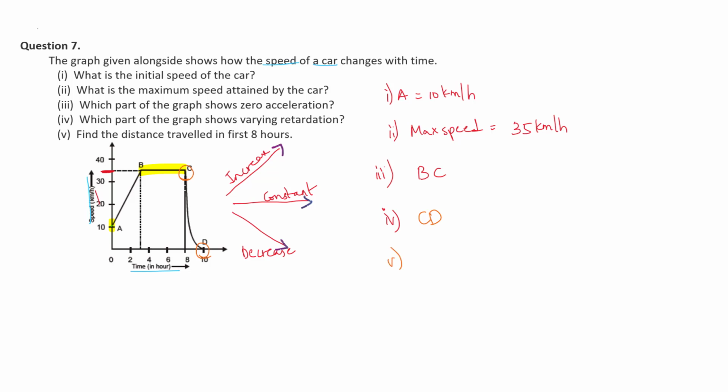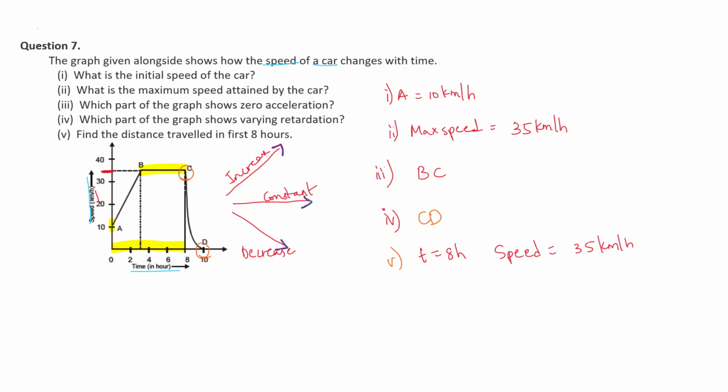And fifth question, find the distance travelled in the first 8 hours. Where is our first 8 hours? This is our first 8 hours. So from here to here it is our first 8 hours. For the first 8 hours, the time is 8 hours. It is having a speed of 35 km per hour.